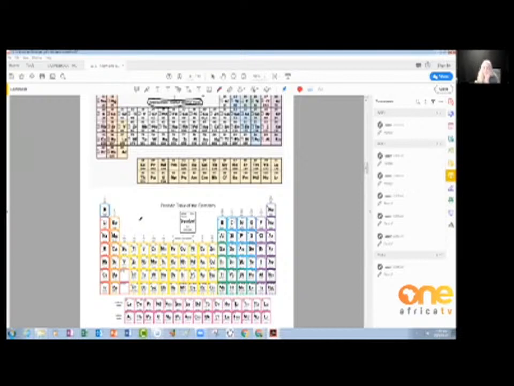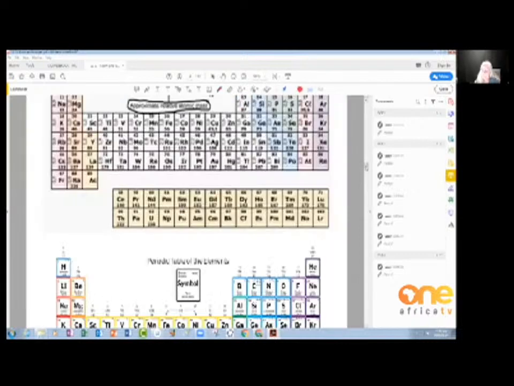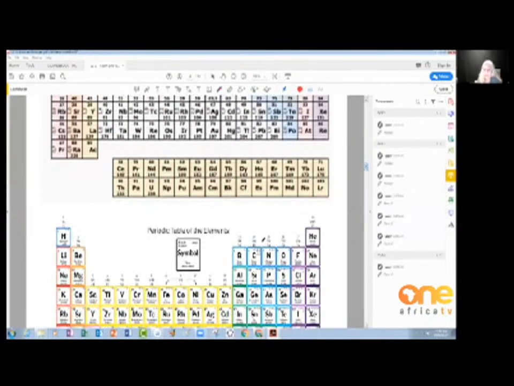And so every little square here, as you can see, you cannot see very clearly, but we can increase it and you can see it easier. Each little square has information about a particular element, say for example here, boron. You see, it has certain numbers. Every square here has certain numbers.